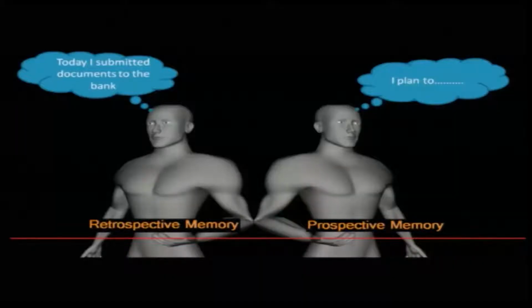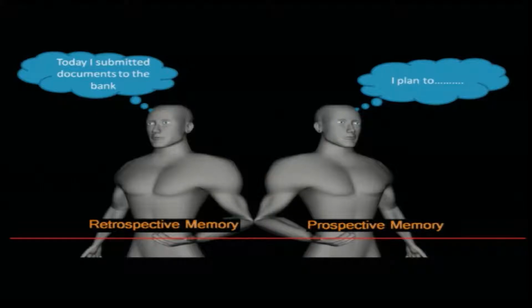So, this image represents what retrospective and prospective sides of memory would be. Retrospective memory: if today I submitted documents to the bank, you have already performed the task and you remember. Prospective memory would be: I plan to do something, and halfway while trying to execute it, you forget it. That is the loss of prospective memory. It is mostly seen in elderly people.